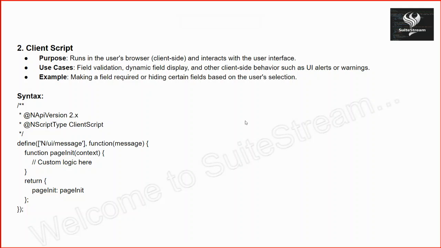So next we have a client script. What is its purpose? We will go through the overview. It runs in the user's browser, client side, and interacts with the user interface. The use cases are field validation, dynamic field display, and other client side behavior such as UI alerts, a warning message to display to the user on the UI level, making a field required or hiding certain fields based on the user selection. So we can use it to validate the field basically.